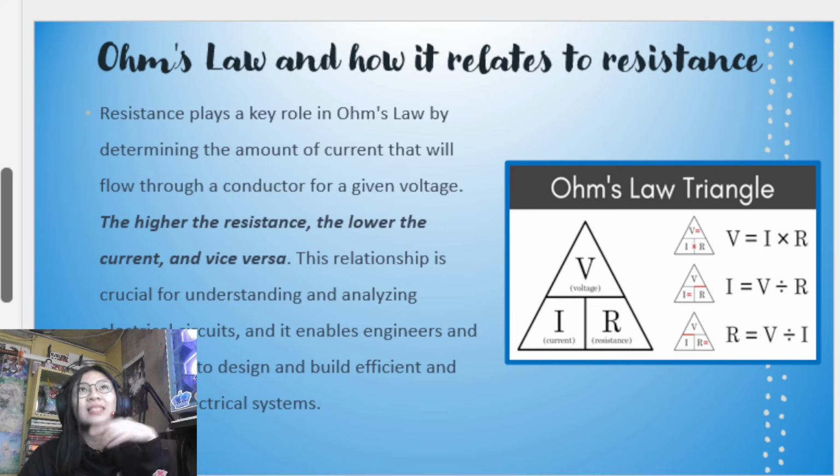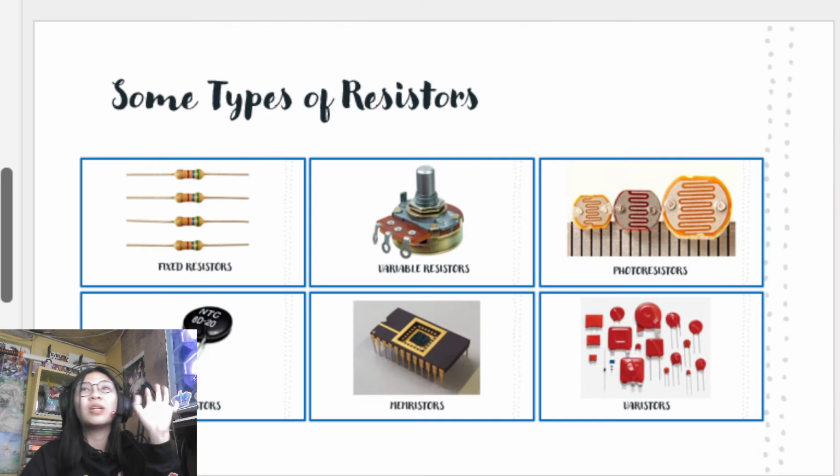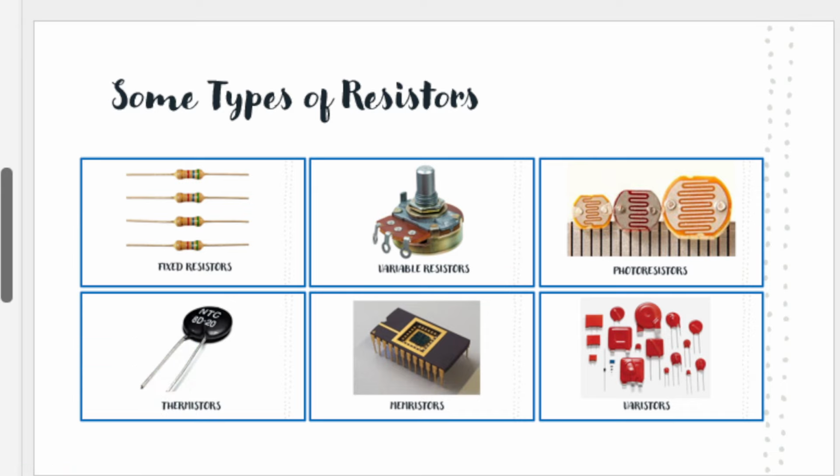Sa resistance nga naa sa atong resistors. We have many types of resistors. First one is, naa tay fixed, variable, naa tay photoresistors. Naa tay thermistors, naa tay memory stores, naa tay varistors. Okay, so these are just some, but daghan pa na sila.